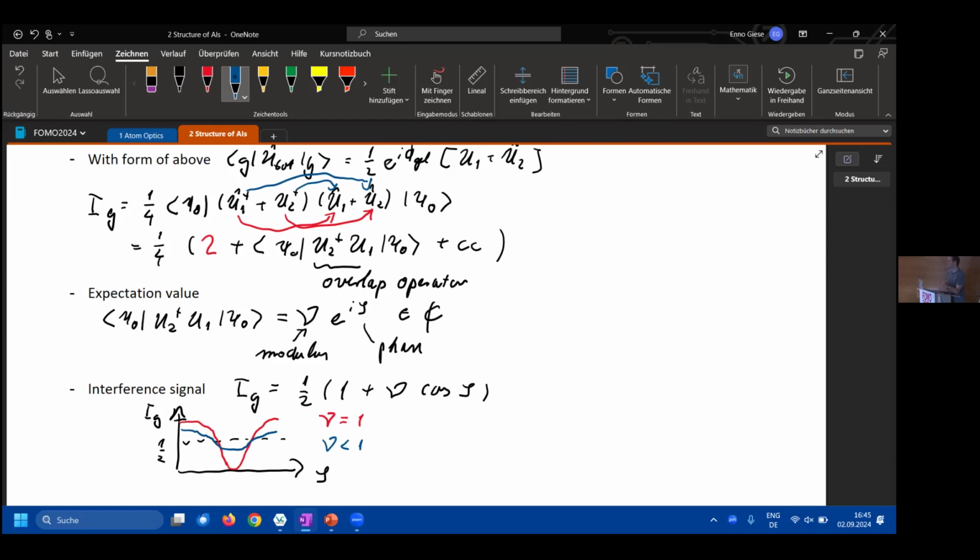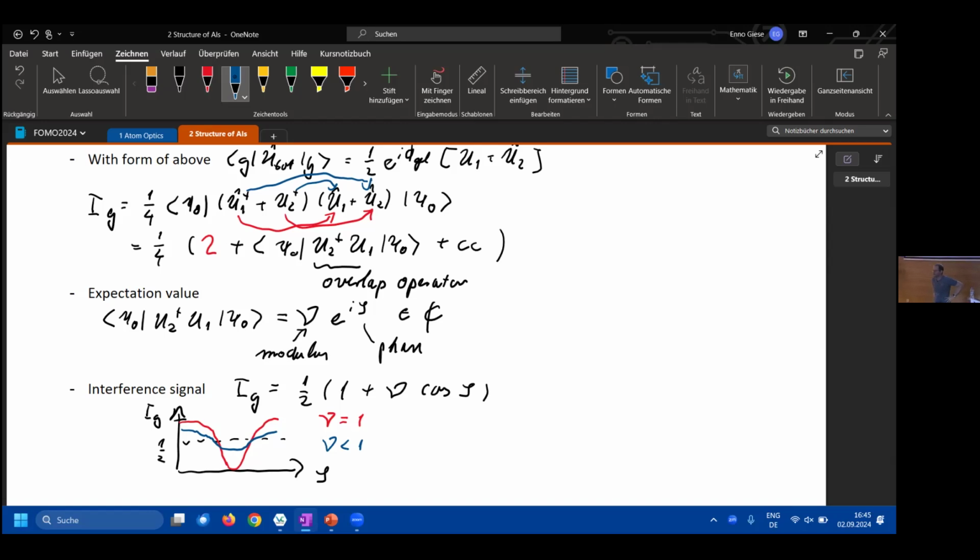So what we have to calculate is the expectation value of this overlap operator. We look at its modulus, and that gives us the visibility of our interference fringe. And we look at its phase, and that gives us the phase of the interferometer. And that's all we have to do.